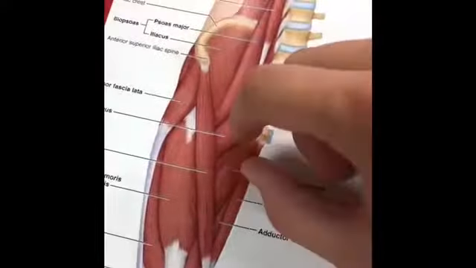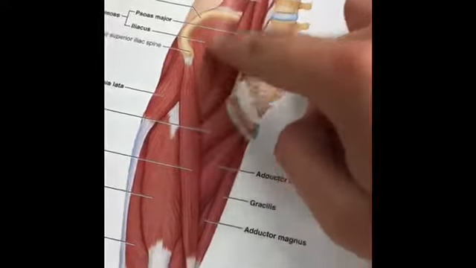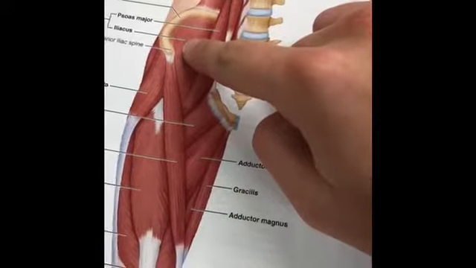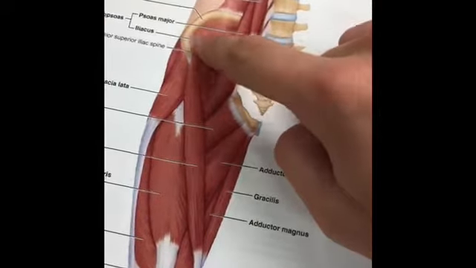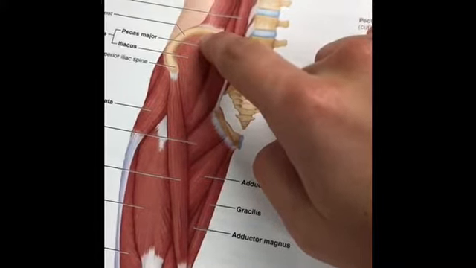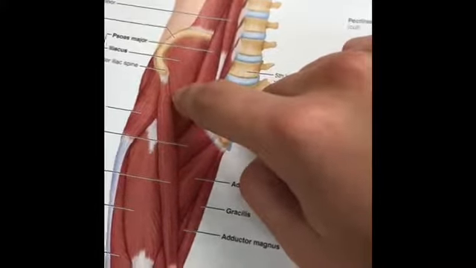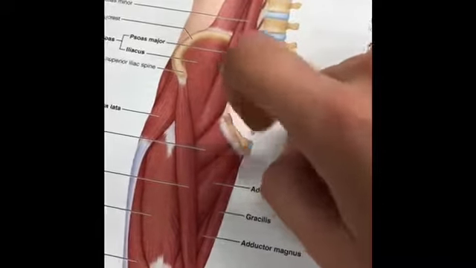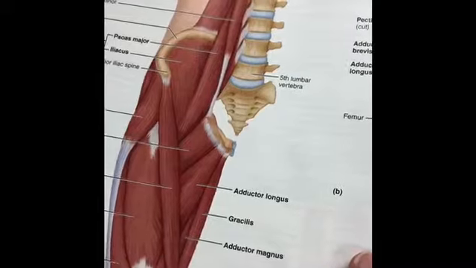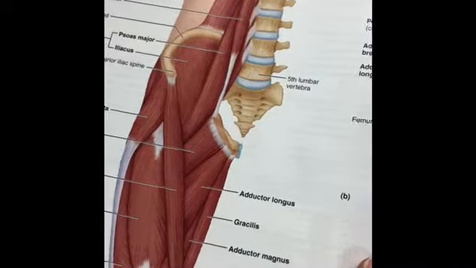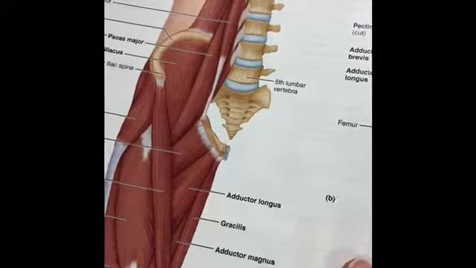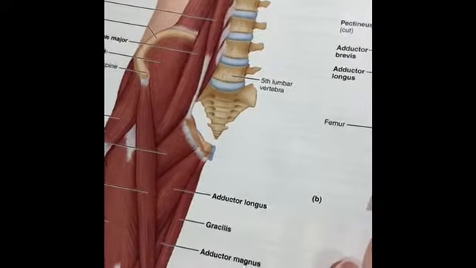So the first muscle is the iliacus, and that is this muscle right here. And the origin is the iliac crest and the fossa, and it's also the ala of the sacrum. The insertion is the lesser trochanter of the femur via the iliopsoas tendon, and the action is the prime mover for flexing the thigh or the trunk on the thigh.